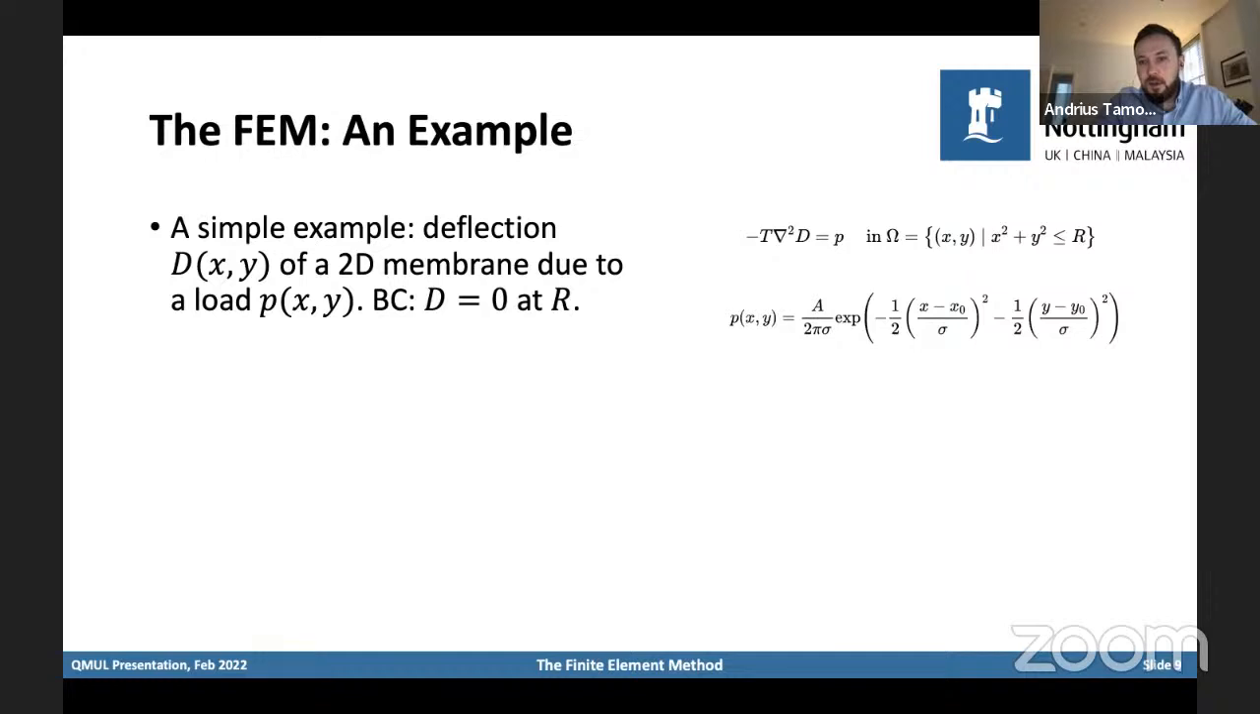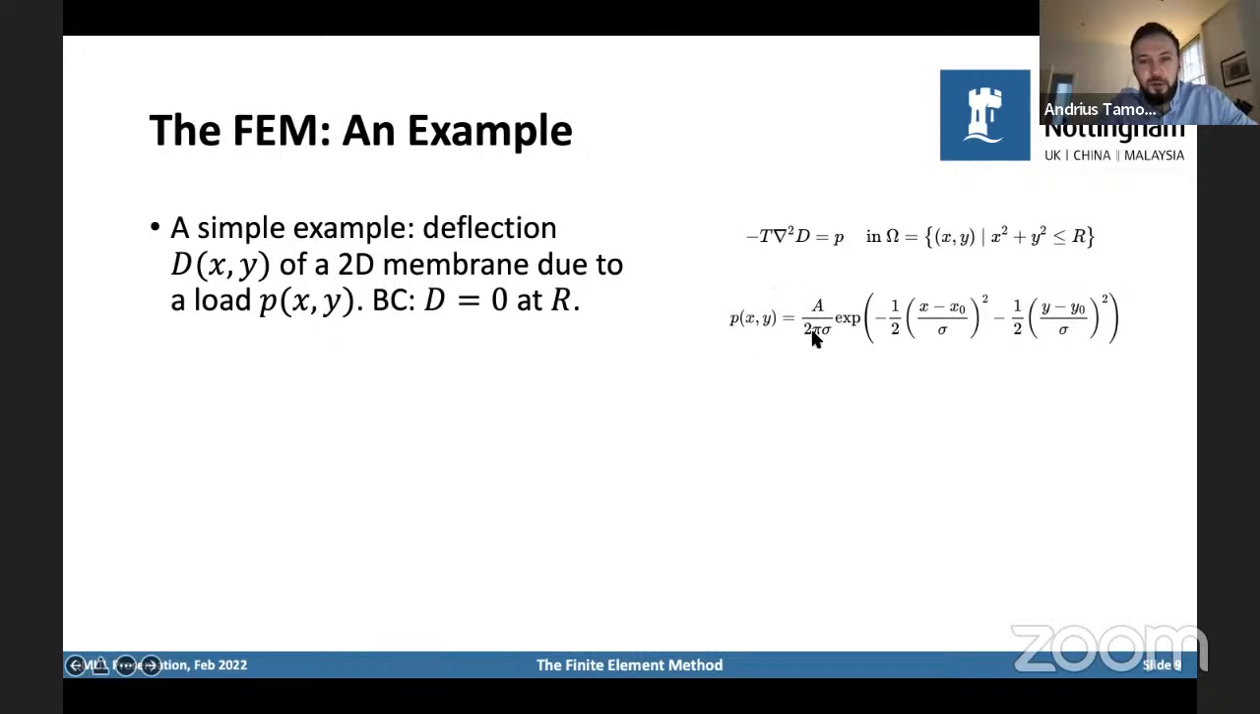I mentioned an example already, but here's another simple example. Let's say you want to find the deflection of a 2D membrane when you apply some load on it. So you have a drum, let's say, a 2D drum. You put some weight on the drum, what's the deflection? A very simple equation. If you look at this equation, T is some tension here, but this is almost the same as the Poisson equation, pretty much.